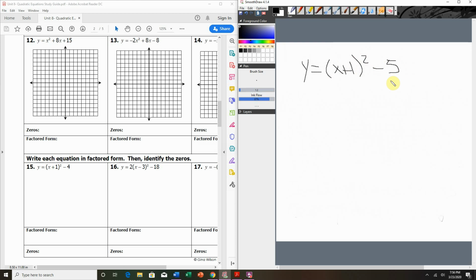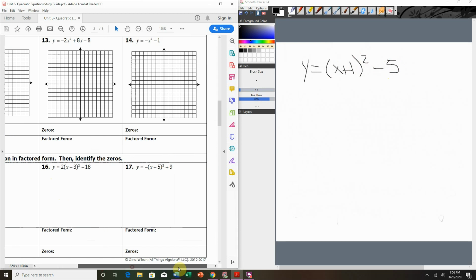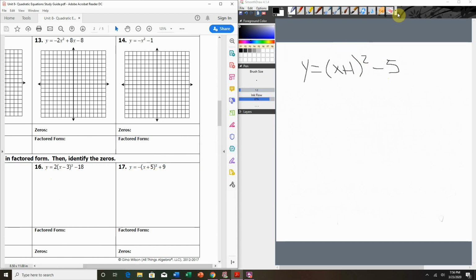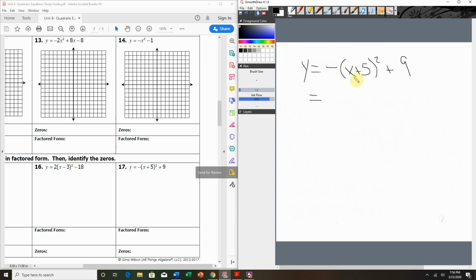What we're going to do is first expand our (x plus 1) squared. Actually, I'm not going to do that one. I'm going to do 17 for you guys. Consider it a favor. So we'll do 17. So we're going to do y equals negative (x plus 5) squared plus 9. As I was saying, this is a little different because they're giving us an (x plus 5) squared. So we're first going to write that in expanded form because we can't write it in factored form without simplifying this.